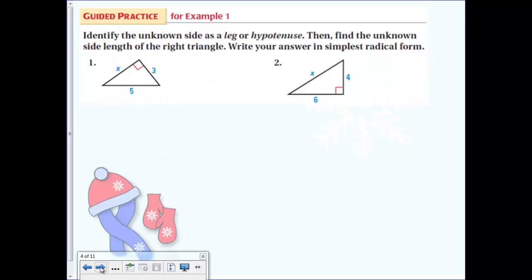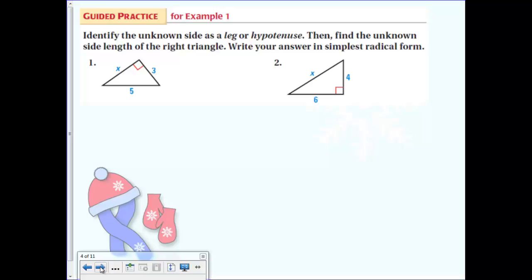Number 1, it says identify the unknown side as a leg or hypotenuse. Then find the unknown side length of the right triangle and write your answer in simplest radical form. I don't want decimals unless we're finding area. So it says simplest radical form. What is this x?